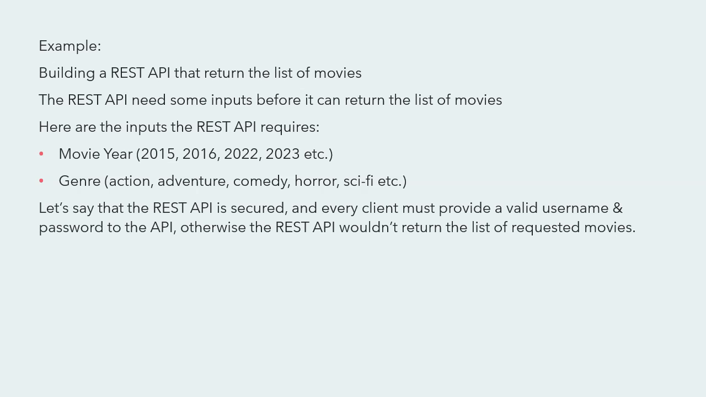Let us also assume that this REST API is secured, which simply means that every client application must provide a valid username and password to the REST API. Otherwise, the REST API wouldn't return the list of requested movies. Now the question arises, how should the API client applications pass all this information to the REST API?